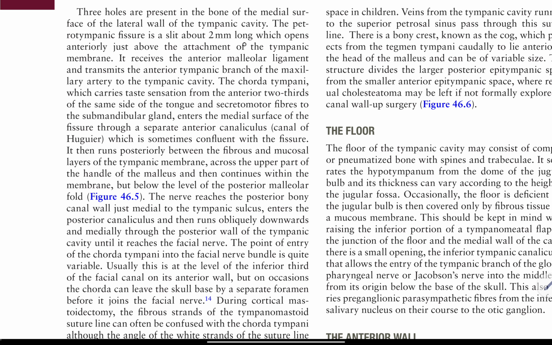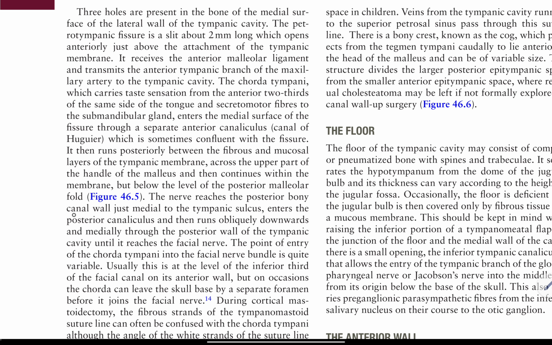It then runs posteriorly between the fibrous and mucosal layers of the tympanic membrane, across the upper part of the handle of malleus, and then continues within the membrane but below the level of the posterior malleolar fold. The nerve reaches the posterior bony wall just medial to the tympanic sulcus, enters the posterior canaliculus, and then runs obliquely downwards and medially through the posterior wall of the tympanic cavity until it reaches the facial nerve.